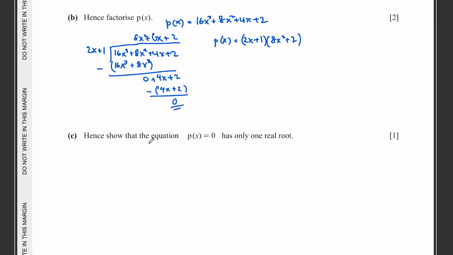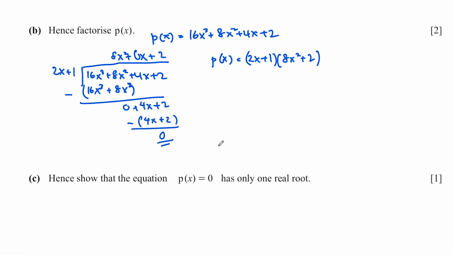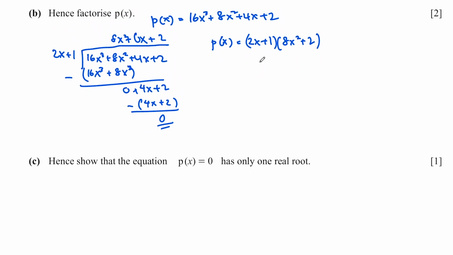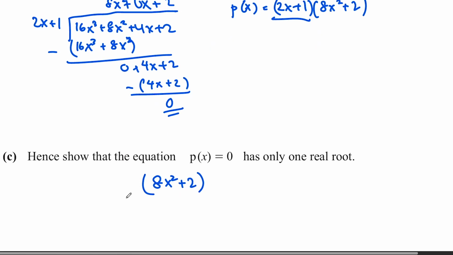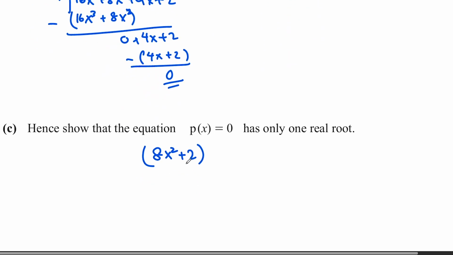Right. Hence show that this has only one real root. Okay. So given we know that this is a factor already, this is definitely having a real root, because when we equate it to 0, x has a value. But for this one, this factor, we are unable to do.